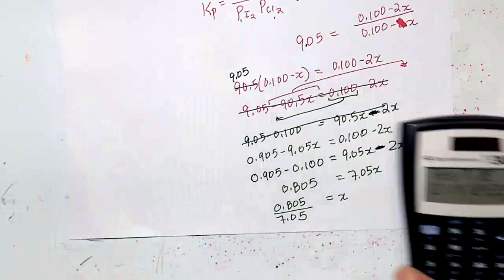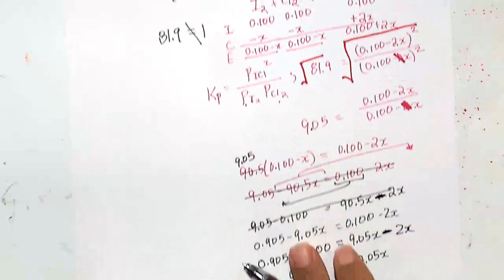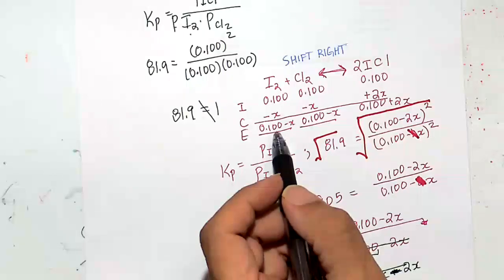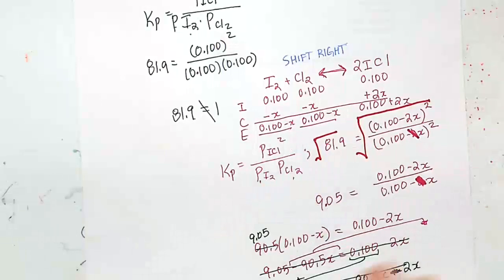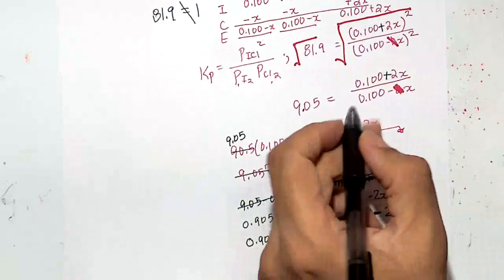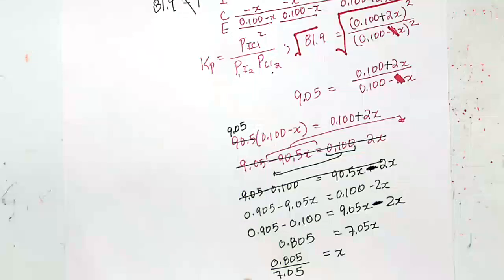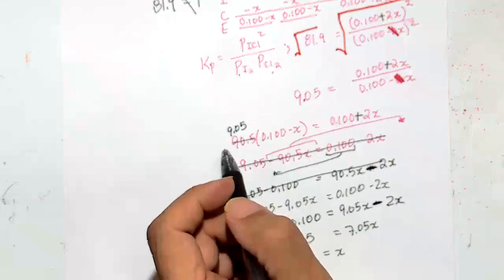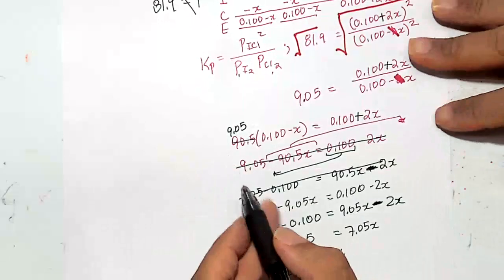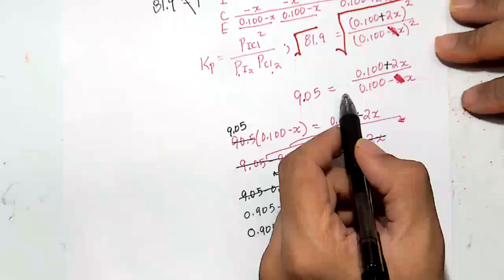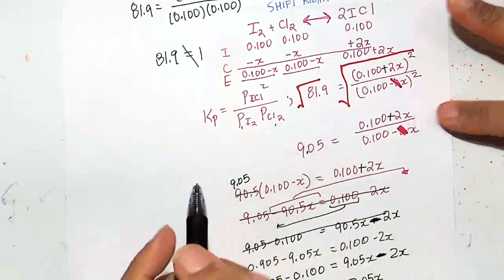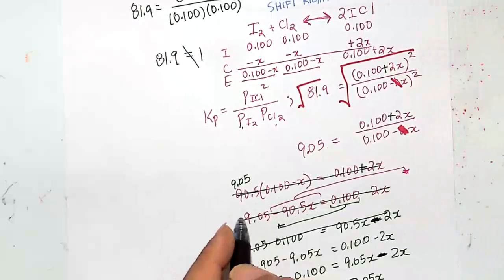So on our ICE table, why is it 0.1 minus 2x? We went from plus 2x in our ICE table to minus 2x. Oh, okay. So there's a transcription error. Also, shouldn't the 9.05 minus 0.100 be 8.95? Why is that? No, this stuff is right. Okay, so this should be 0.100 plus 2x. Yes, okay. All right, so let's go through this again.